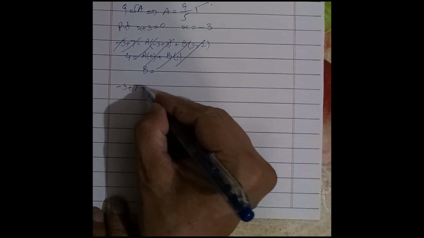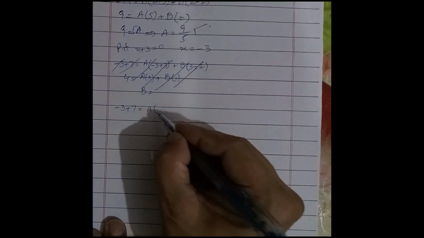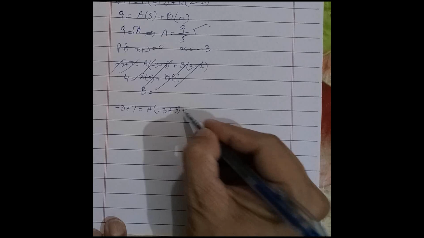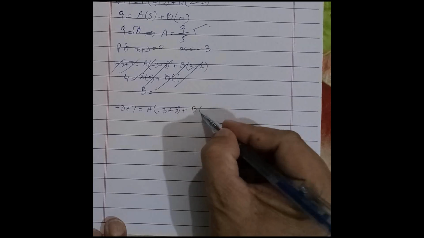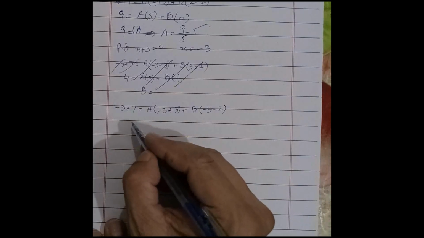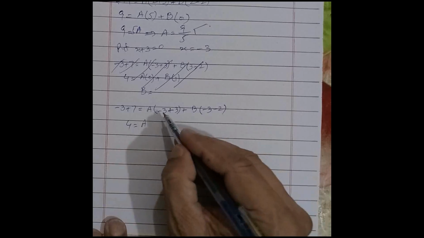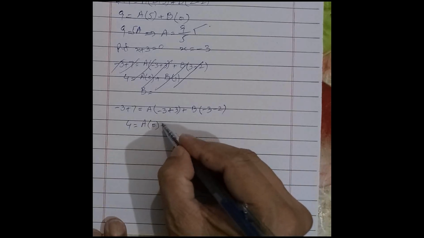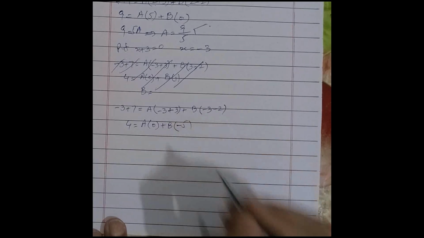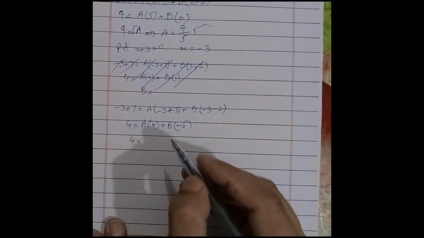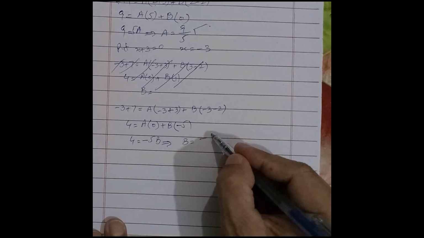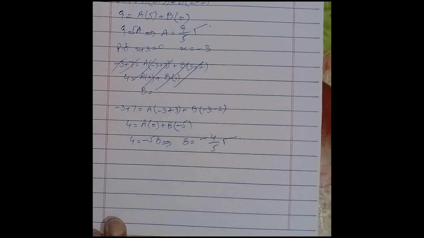Minus 3 plus 7 is equal to a, minus 3 plus 3 plus b, minus 3 minus 2. Now simplify these values. Minus 3 plus 7 is equal to 4a, minus 3 plus 3 is equal to 0 plus b, minus 3 minus 2 is equal to minus 5, and here 4 is equal to minus 5b, and b is equal to minus 4 over 5, and it is the value of b.